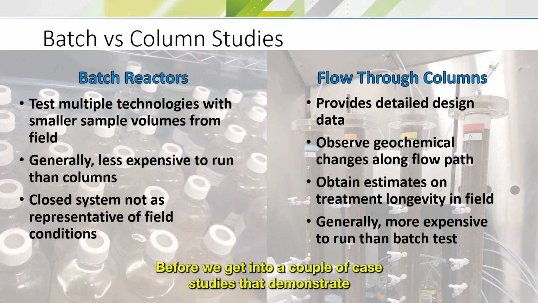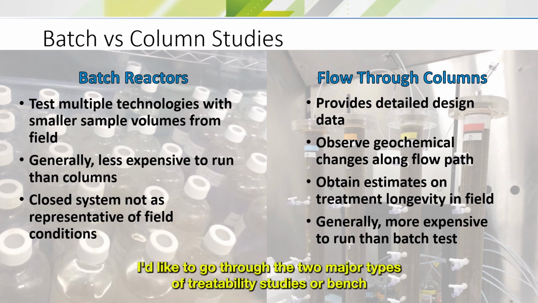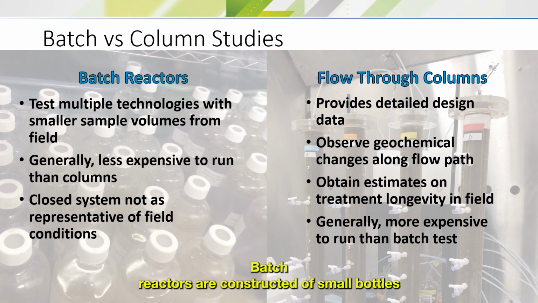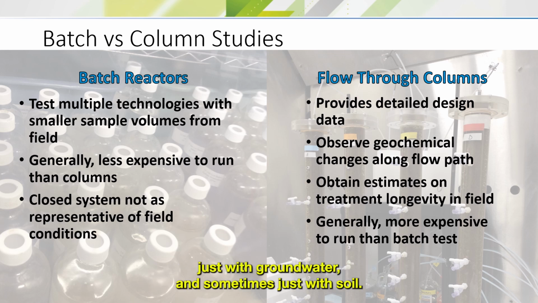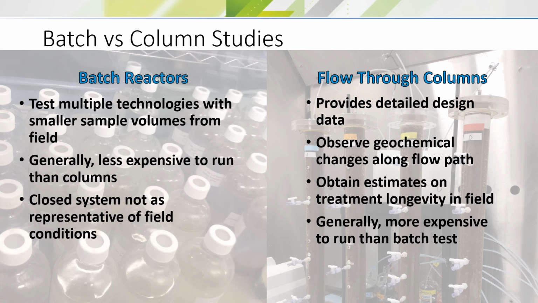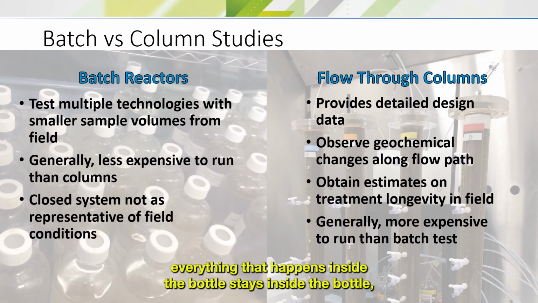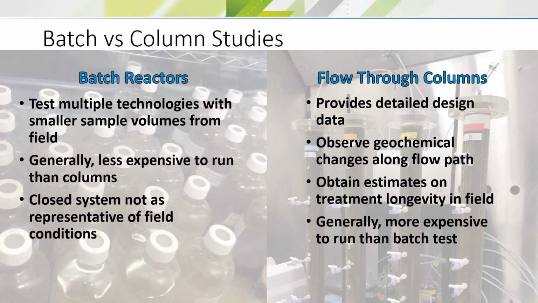Before we get into a couple of case studies that demonstrate how treatability studies can impact a field study, I'd like to go through the two major types of treatability studies or bench scale studies that you can complete: batch reactors and flow-through columns. Batch reactors are constructed of small bottles that are mixed with soil and groundwater, or sometimes just with groundwater and sometimes just with soil. These allow you to test multiple technologies with small sample volumes from the field. Generally, they are a closed system, which means that everything that happens inside the bottle stays inside the bottle, and they can be less expensive to run than a column study.